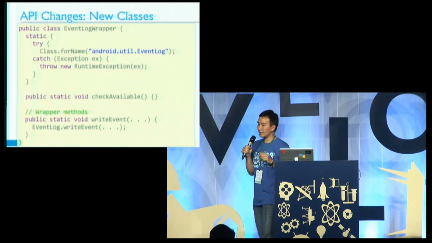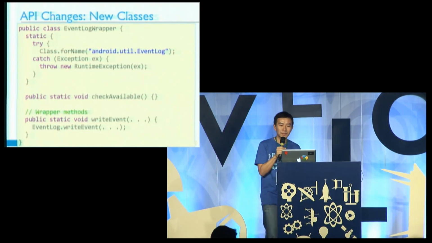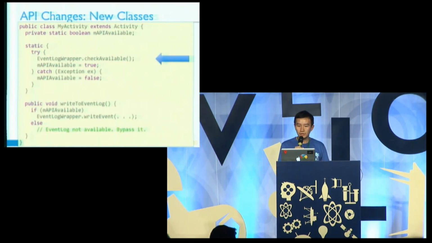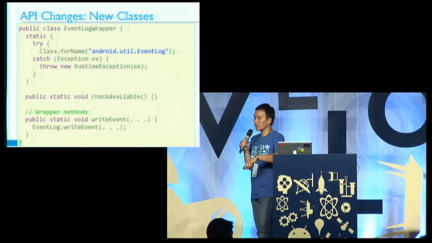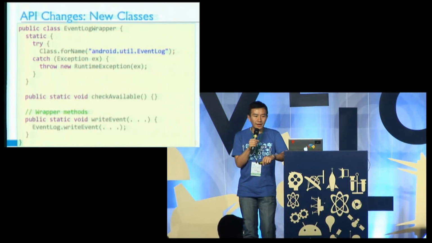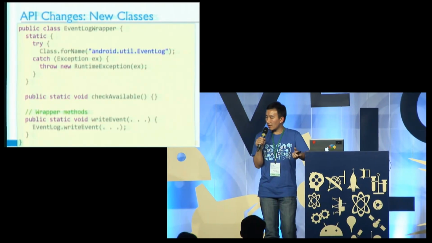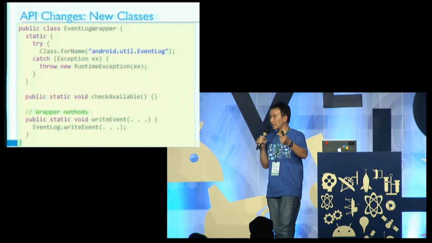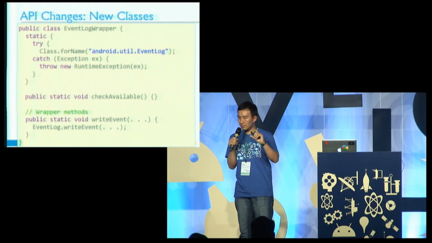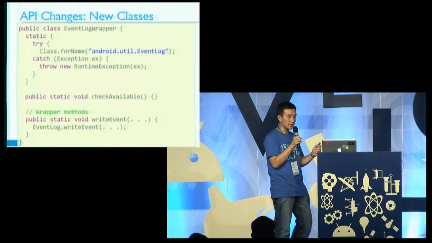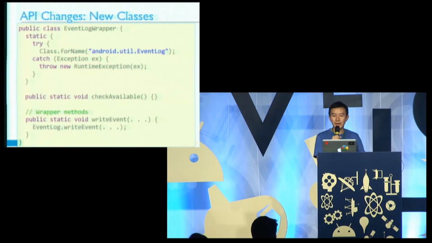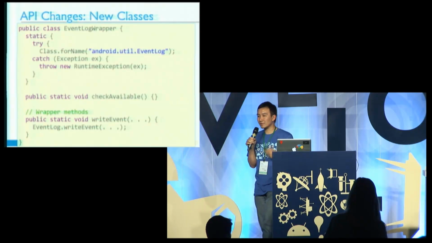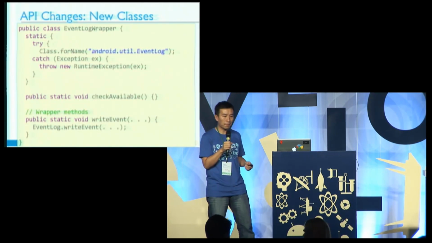If it's found, everything is good. If it's not found, an exception will be thrown. And then there's this check available method, which is a static, empty method, and the idea is that a caller can call check available. Since it's static, it would invoke the execution of the static block above it to check the forName and so on and so forth. And the third method in this wrapper is write event, which is nothing but a wrapper for the actual class that you are trying to invoke.